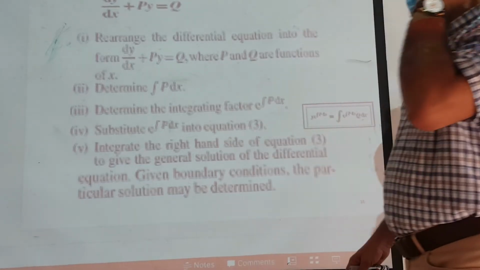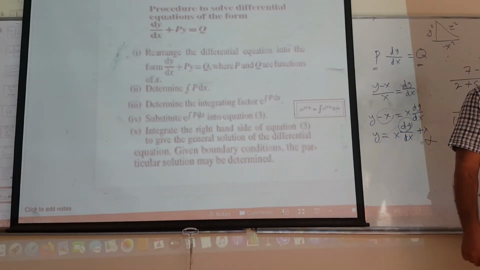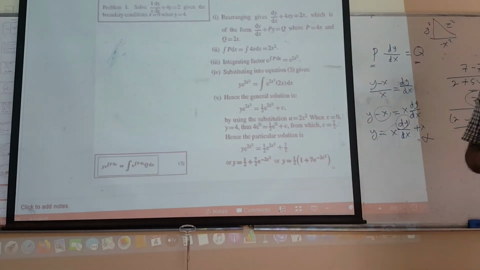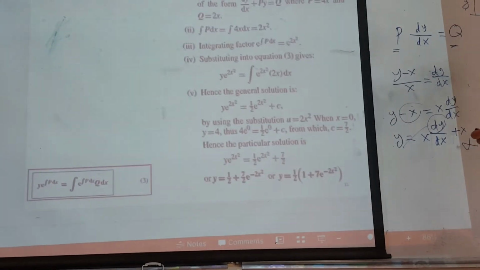Now, let us have an example to understand better. You have this equation.